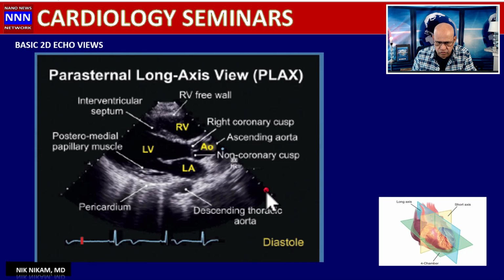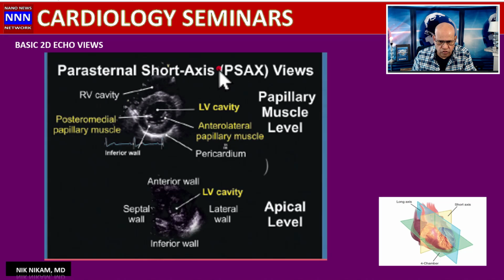Now we'll go to the next image, which is a parasternal short axis that is slicing the heart like this at different levels. You can just take a knife and slice it through from the atrium level all the way down to the tip of the heart. And this is at the papillary muscle level, and we can see the left ventricular outline here.